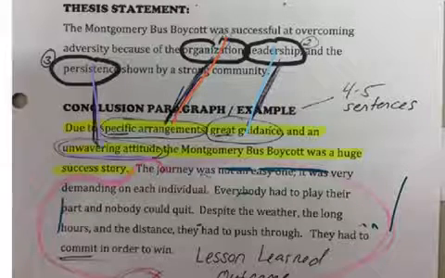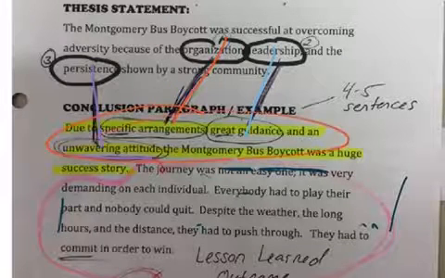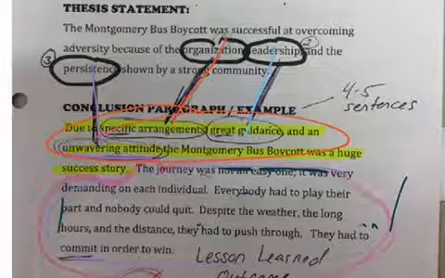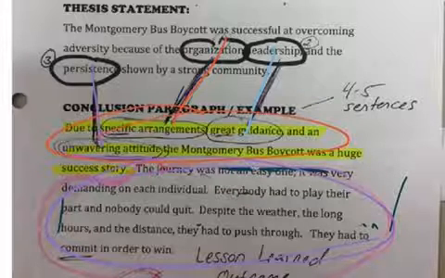So just make sure you keep them in the same order. But anyways, your restated thesis statement is first in the conclusion, and then everything that comes after that is your last impression. Okay, so 4 sentences, minimal, not that difficult.